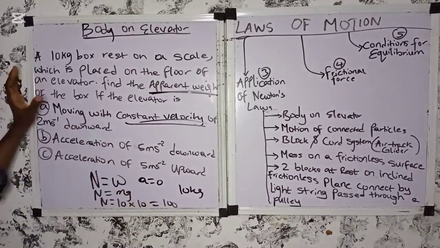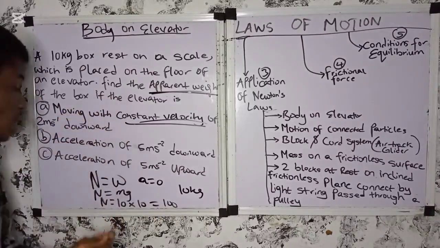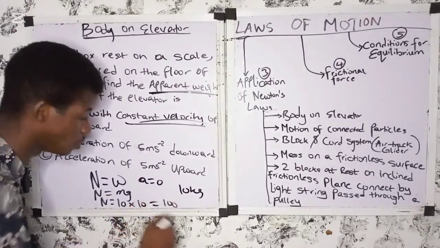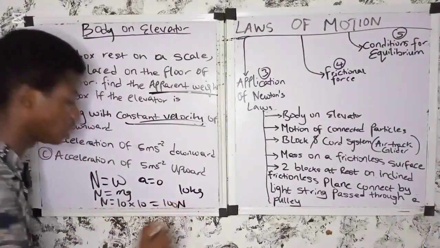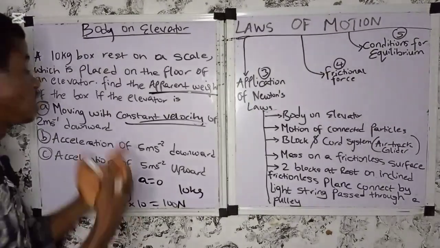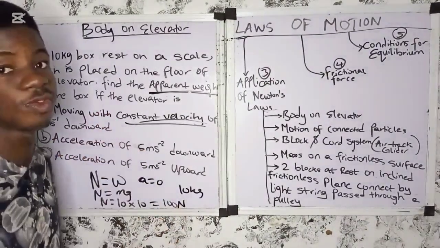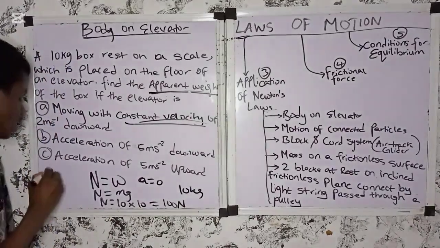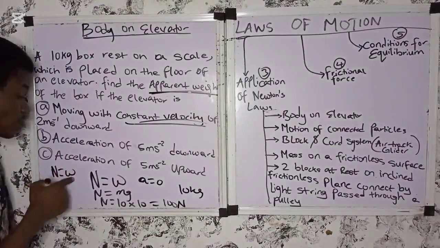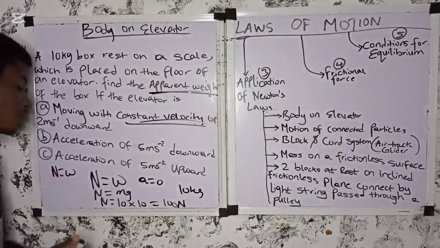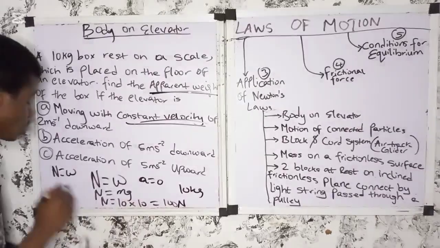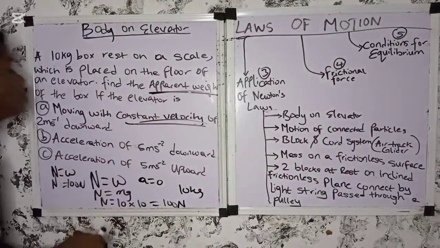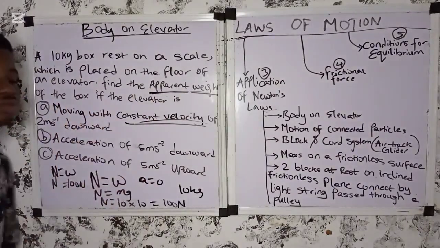So the scale will read the true weight of the body. And the true weight of the body is 100 Newton. So the scale will read 100 Newton, because the elevator is not moving. When the elevator is not moving, the acceleration is 0, and the reading on the scale equals the true weight of the body. The weight of the body is 100, so the apparent weight is 100.